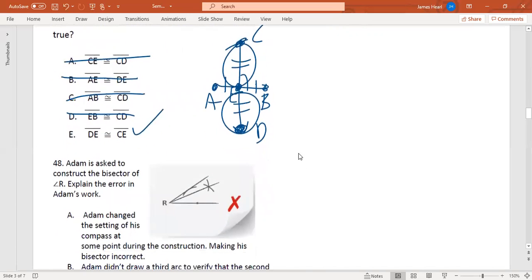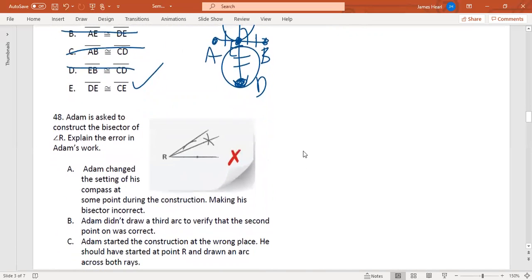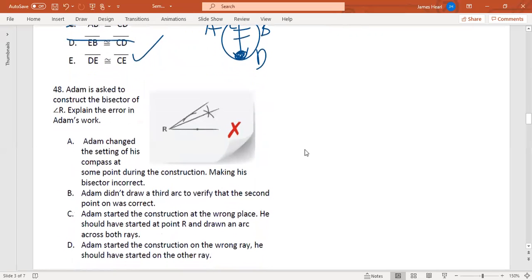Let's see, for 48, Adam is constructing the bisector for angle R and has made a mistake in the picture that you see here. So the question becomes, which mistake has been made? When you go to build the bisector of an angle, one of the first things you have to do is you have to have the size of the angle. So starting at the vertex, you have to create an arc so that you can do a next one off of each endpoint. But you start reading through the answers, C describes that. Started at the wrong place, should have started at R, the way we just drew in the picture up there.